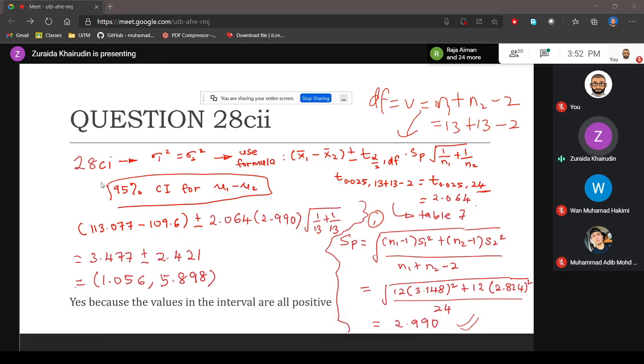Do I have to show you how to check your t distribution table? Probably not. This is your v, this is your alpha. You check from table 7. After you have substituted everything into the formula, calculate this part first. You solve all of this first, and after that you add the difference of the means, 3.477. Then you can get this answer.